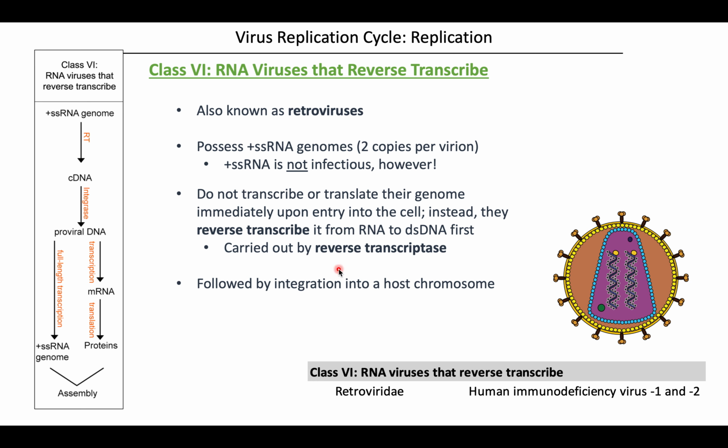So reverse transcription is carried out by this enzyme called reverse transcriptase, and as that name implies, like transcription would be going from DNA to RNA, reverse transcriptase will reverse that process and make a DNA copy from RNA. And so what we see in the retroviruses is once the RNA genome is inside the cell, reverse transcriptase makes a DNA copy, and then that DNA copy integrates with the help of an enzyme called integrase into the host chromosome.